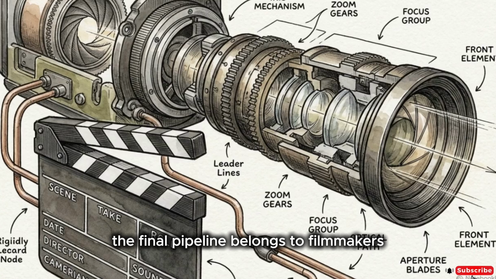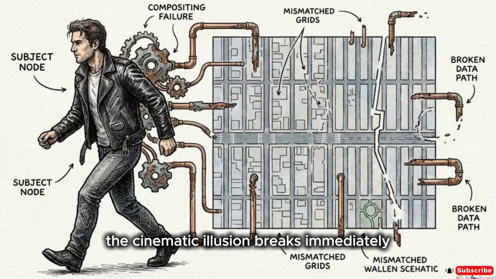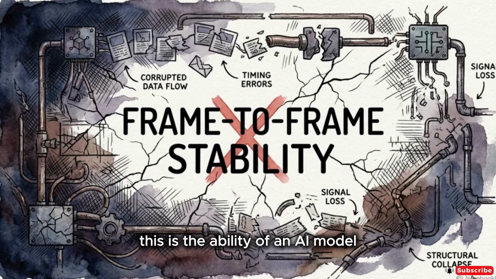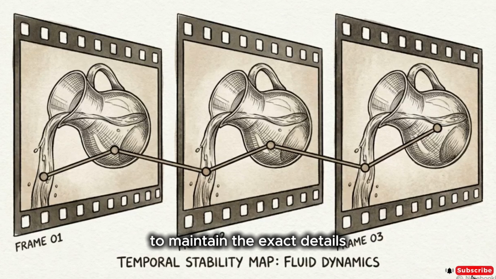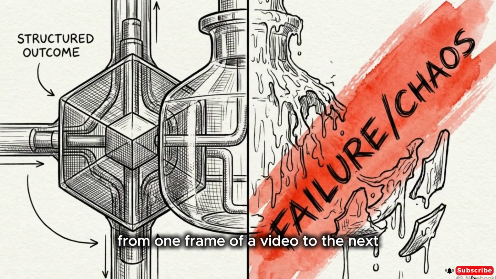The final pipeline belongs to filmmakers and content creators who are working with moving subjects. If you try to stitch a static AI-generated image behind a moving video subject, the cinematic illusion breaks immediately. You run into an issue with temporal consistency. This is the ability of an AI model to maintain the exact details, lighting, and structure of an object or scene from one frame of a video to the next without flickering or morphing.